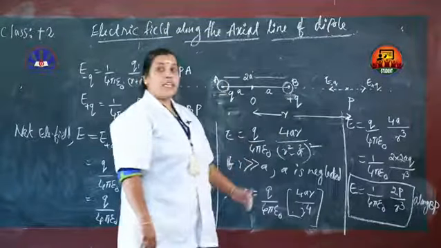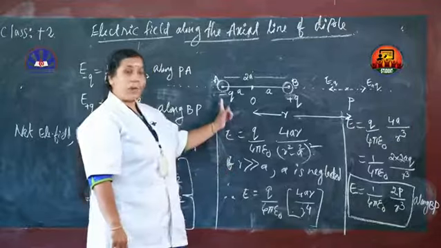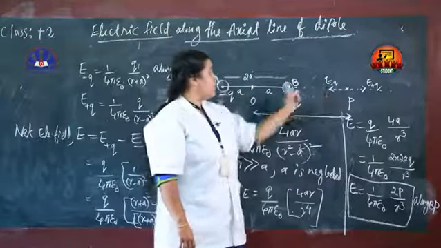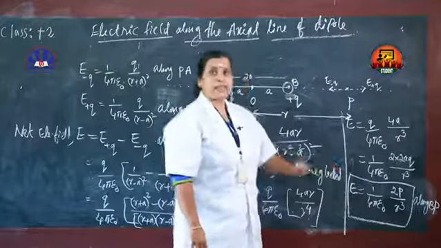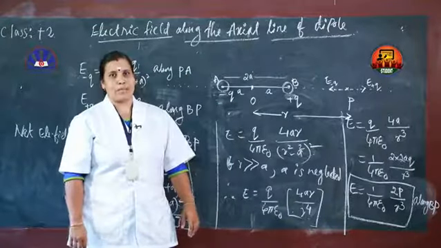Now, what do you mean by BP? Outward direction. Already I explained what the direction of the dipole moment is. The direction of the dipole moment is from negative to positive. That means the same as that of BP. That means we can say the direction of the net electric field is along the same direction as the dipole moment.